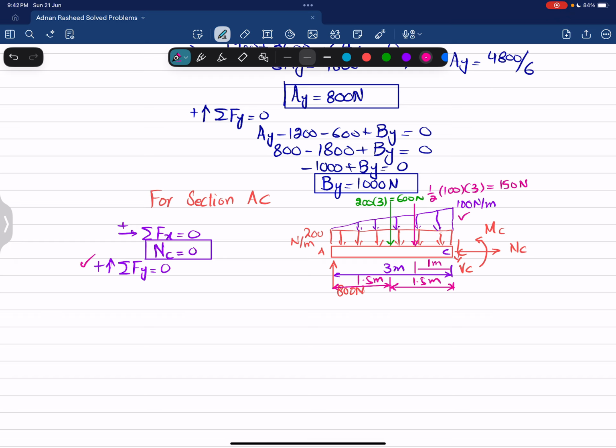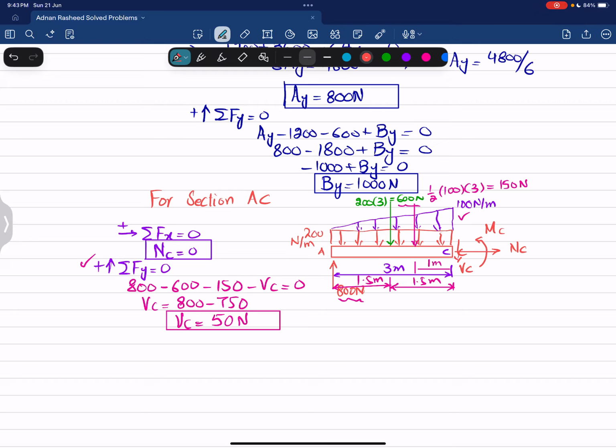So let's do that. 800 Newton load at point A, which is acting upward. So it will be 800 minus this 600 Newton minus this 150 Newton load minus this VC is equal to 0. So we can say that VC will be equal to 800 minus 750, and this VC will be equal to 50 Newton load. The last thing that we will find is this MC.